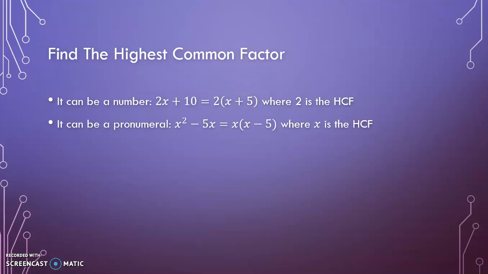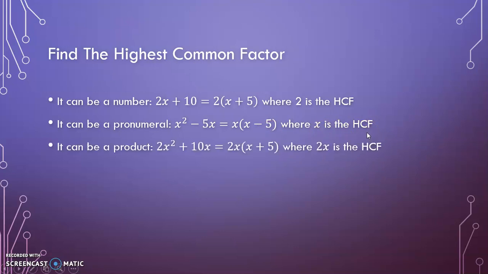It can also be a pronumeral. Similarly, x squared and minus 5x, they both have x in them. So we can take x out, and then inside the bracket, x and minus 5 do not have anything in common. So x here is the highest common factor.